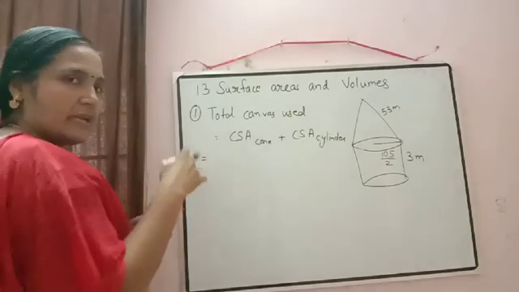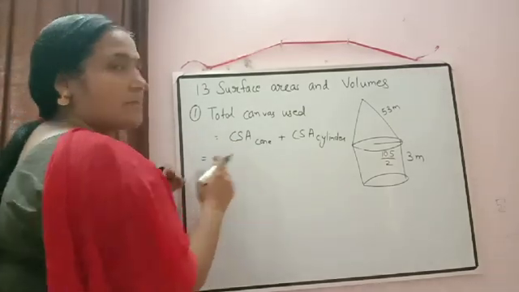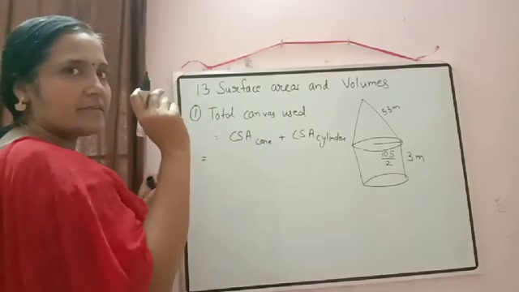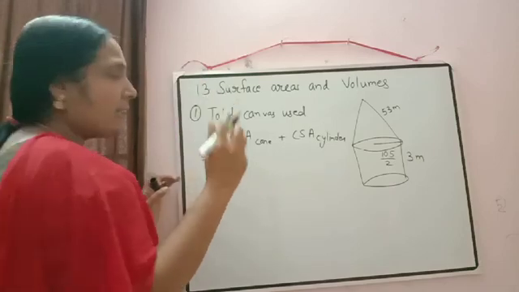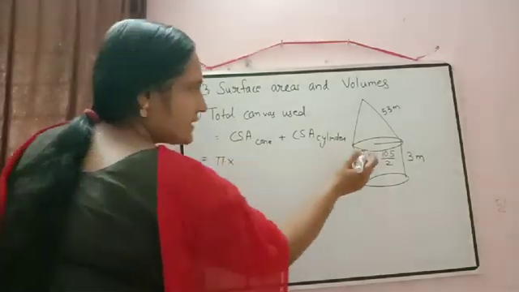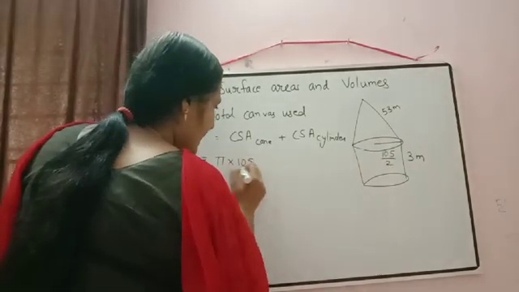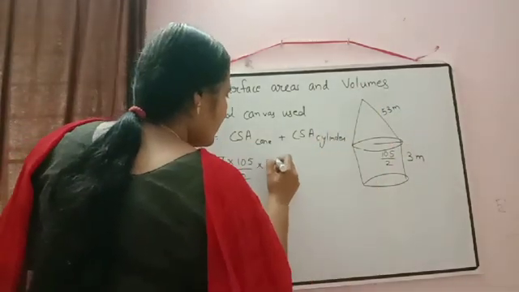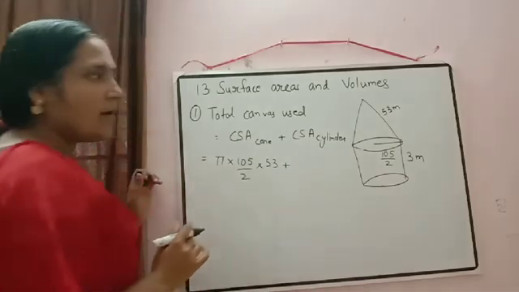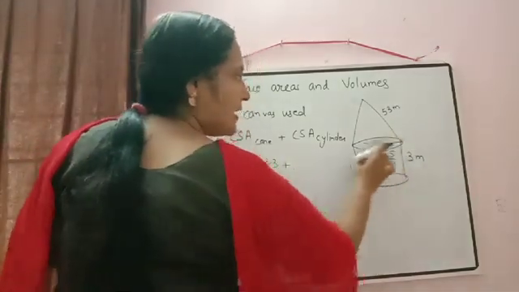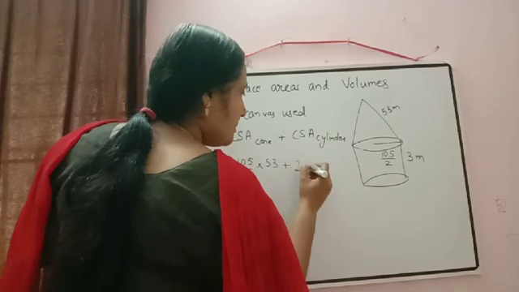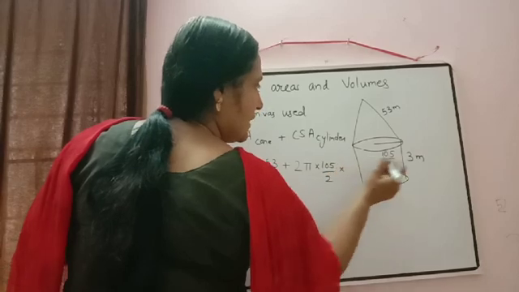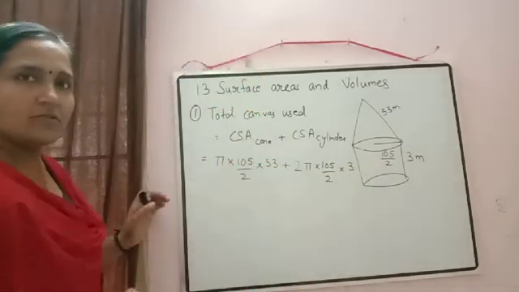Now what is the formula? We will state the formula and then directly substitute the values. The curved surface area of a cone is pi r l. So pi into the radius of the cone, 105 by 2, into l, the slant height, which is 53, plus the curved surface area of the cylinder. The formula is 2 pi r h, so 2 pi into the same radius, 105 by 2, into the height, which is 3. So we got all the values.